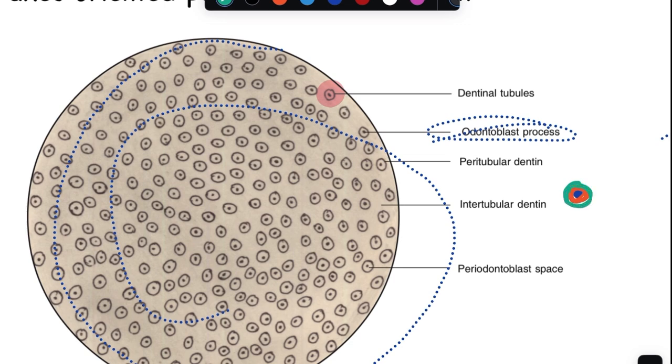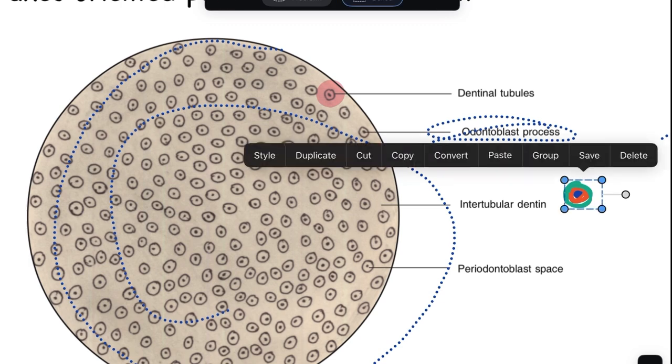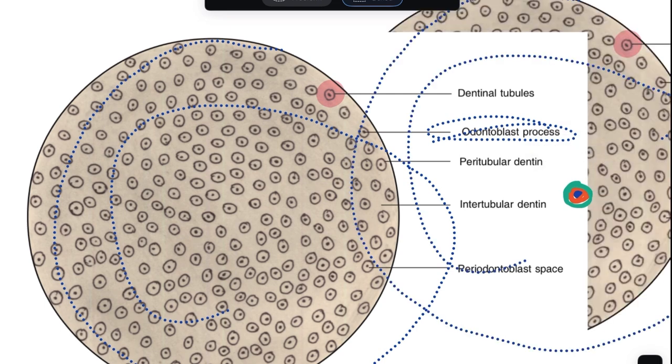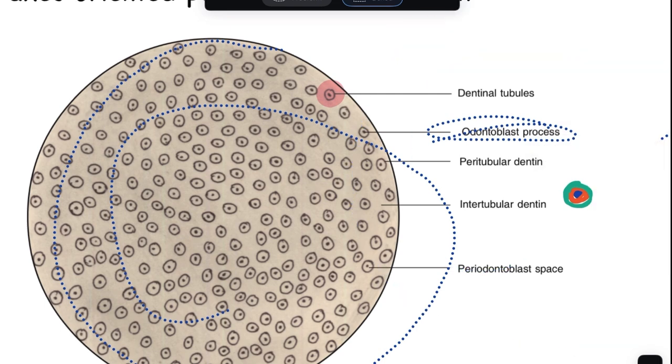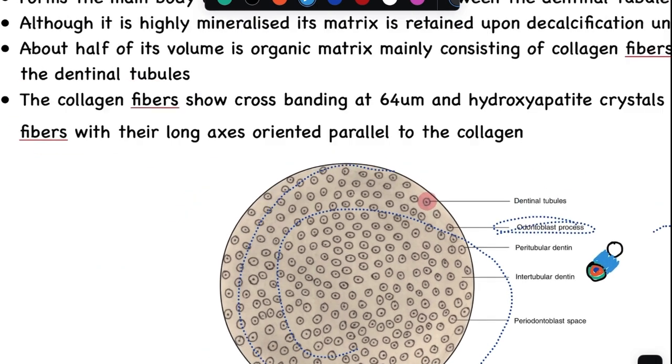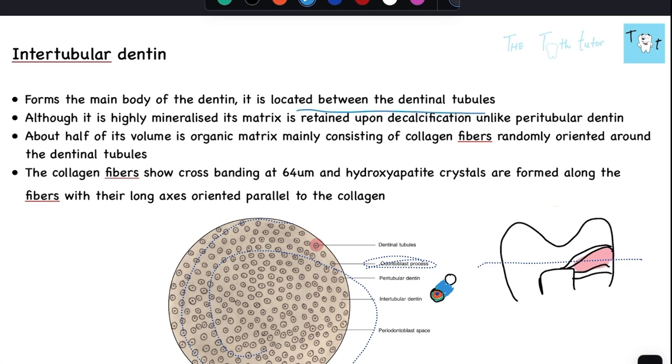Now this is your dentinal tubule, and you have tons of dentinal tubules like this. I just copied the whole thing. So let's say that you have many dentinal tubules like this, and the space in between them is filled with something called the intertubular dentin. So it is located between the dentinal tubules. It forms the main body, the bulk of the dentin.